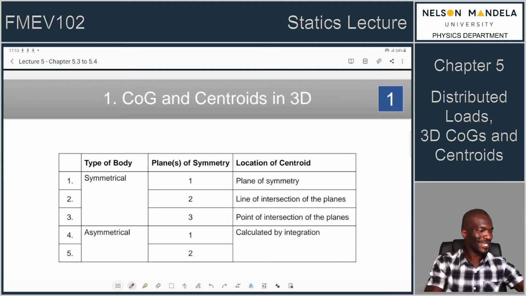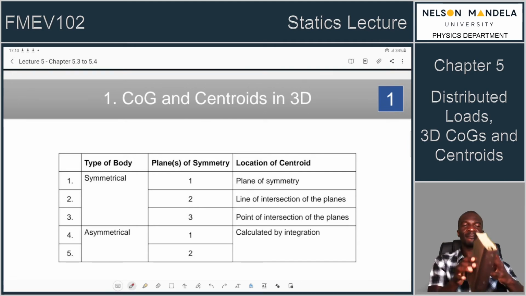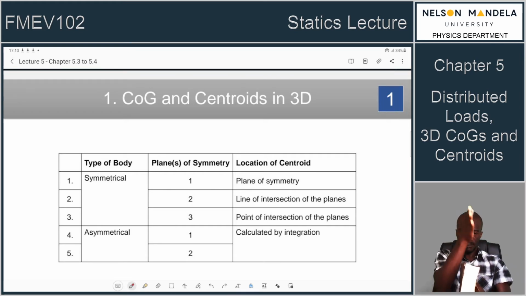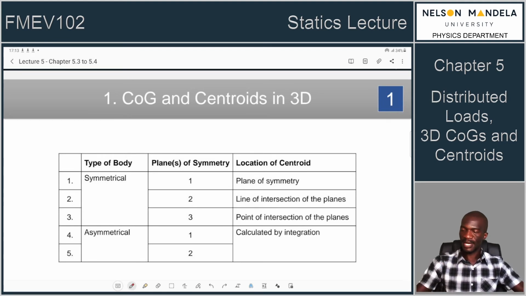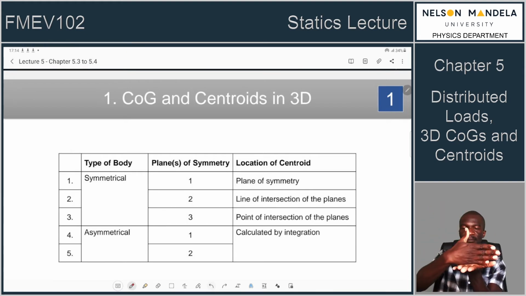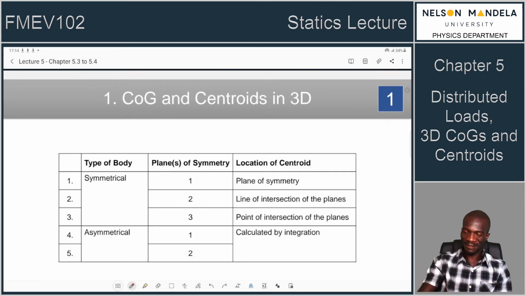I wish I had something like a plane. So this plane that cuts, let's say I've got a very thick plane, this plane that cuts this body is the plane on which our centroid is located. So the plane of symmetry is where our centroid is located somewhere. By the same method, if we have 2 planes of symmetry, the centroid would be located at the intersection of the planes, which is the line of intersection.